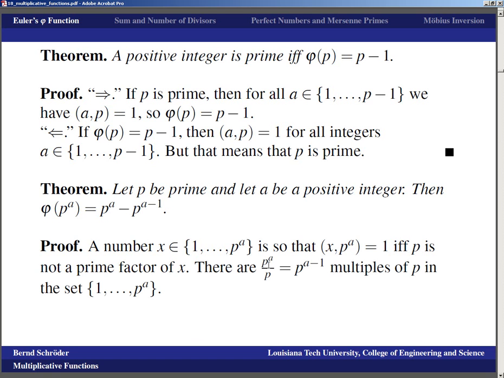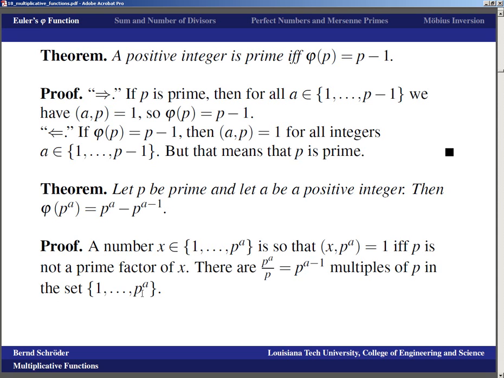Well, there are p to the a over p, equals p to the a minus 1, multiples of p in the set 1 through p to the a. So we really want to focus on p to the a, but the statements remain true. And, well, that means, of course, that these are the numbers in the set 1 through p to the a, and p to the a is one of them.